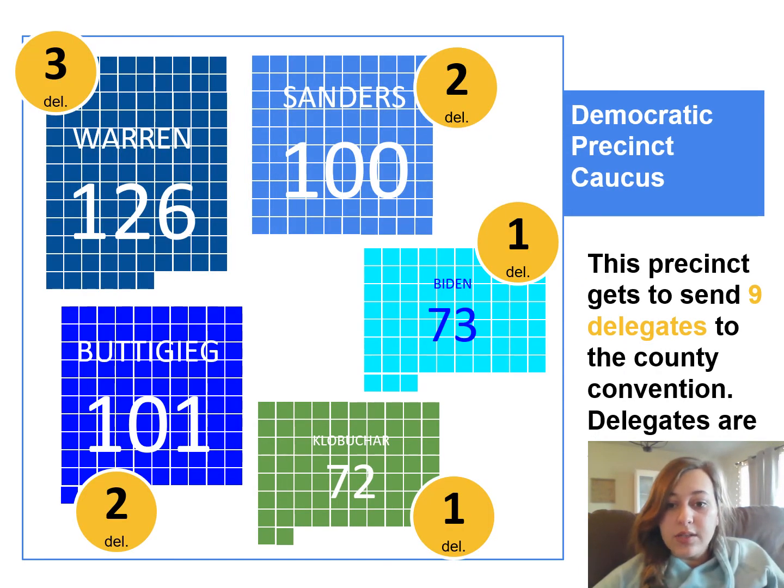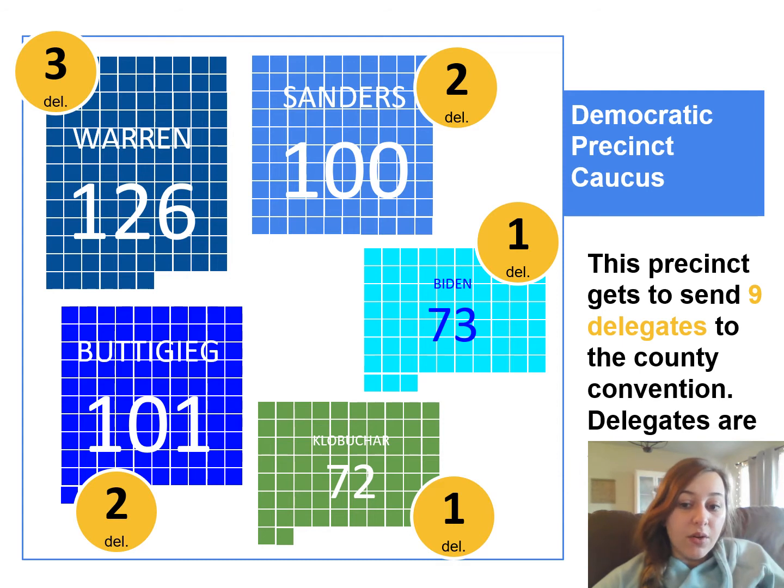They do a recount. This is the effect of the recount. Warren gains a couple supporters, Buttigieg, Sanders, and Biden gets up there. He's close enough now, and he's going to be viable. He's able to convince some people to join him. Klobuchar gains 1. So they do this final count. This precinct has 9 delegates, based on their population. So they have 9 delegates that they can send to the county convention.